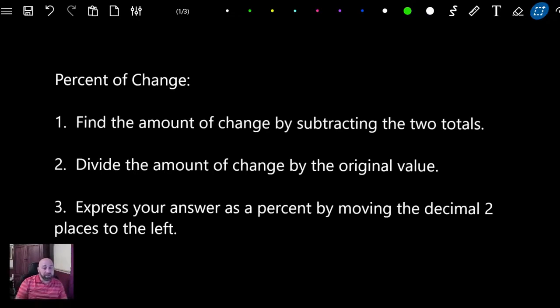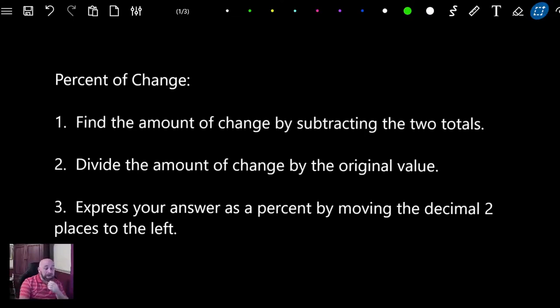It's actually fairly simple. It's just 3 easy steps. Number 1, find the amount of change by subtracting the two totals. This will make sense to you in just a second. Number 2, divide the amount of change by the original value. And number 3, we're going to express our answer as a percent by moving the decimal 2 places to the left. All right, so let's actually do one.